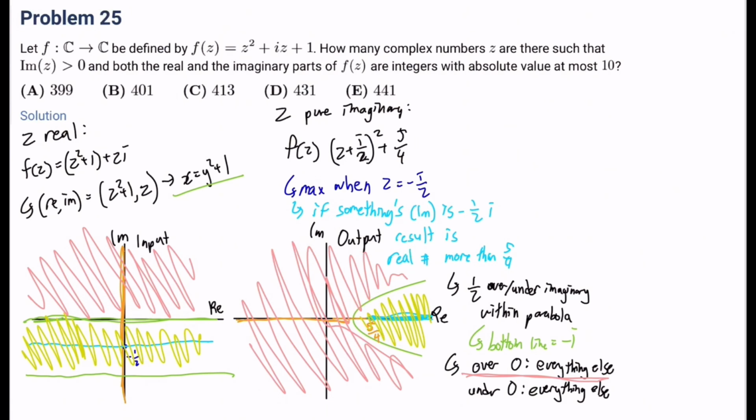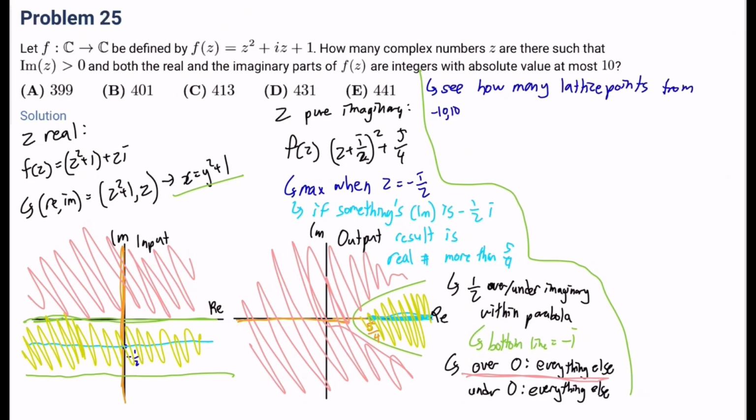Yeah, so what the problem is asking us is how many complex numbers z are there such that the imaginary part of z is greater than 0, and both the real and the imaginary parts of f(z) are integers with absolute value at most 10. Okay, so I'll just draw this line here. It's saying that we have to see how many lattice points from minus 10, minus 10 to 10, 10, right? So that's basically in this square. That's not a good square, but this is the square it's talking about.